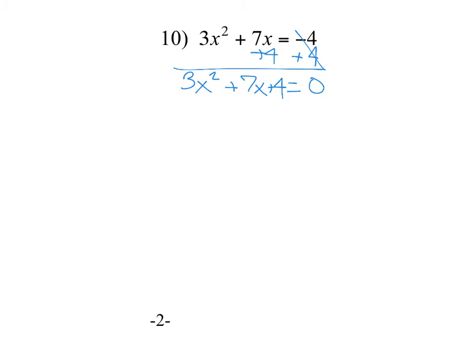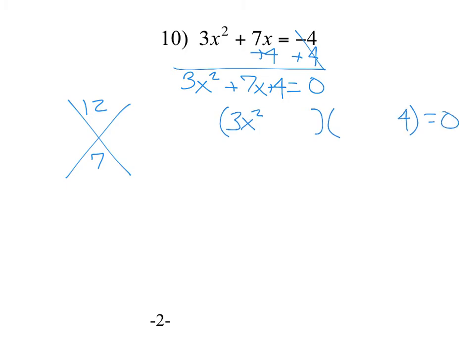So now I'm going to factor this left side. We're going to use this process again, the a times c, which is 12, our b is 7. So we're looking for two numbers that add up to 7 and multiply to 12. And I'm just setting up my parentheses over here.